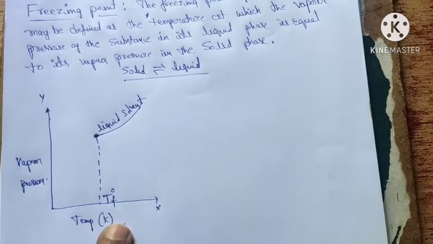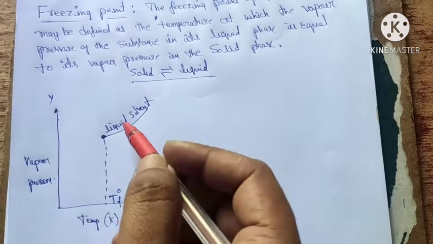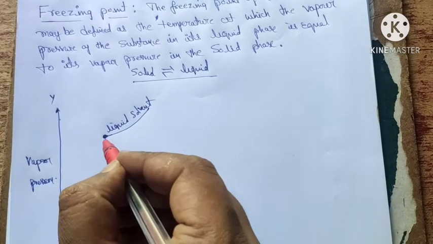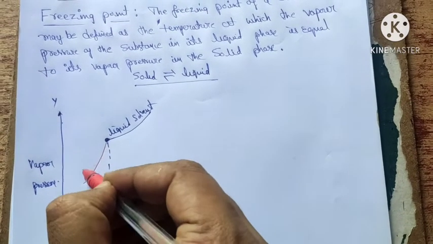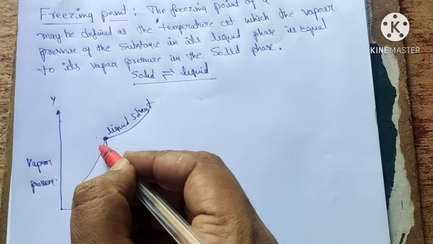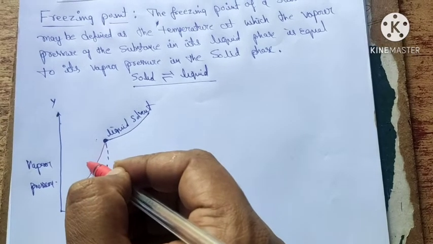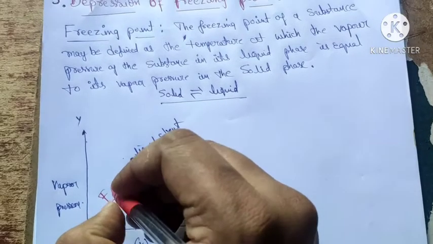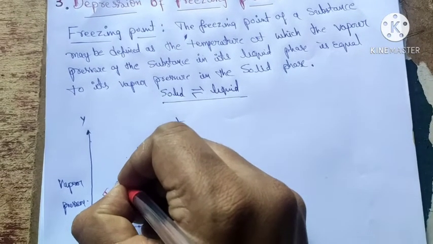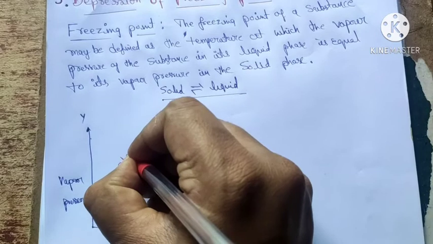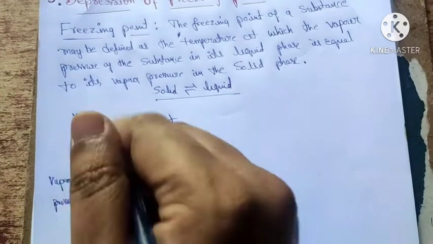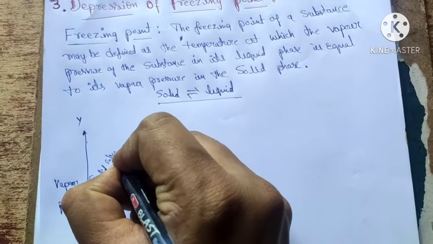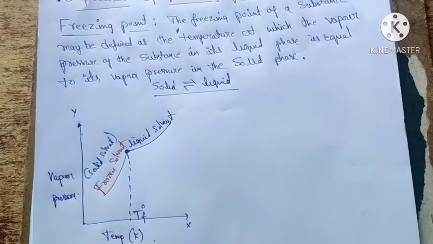So this is a liquid solvent and this point will be called solid-liquid. This is solid, this is liquid. This is to be called the frozen solvent. Either we represent it as a solid solvent, but particularly we mention frozen solvent.